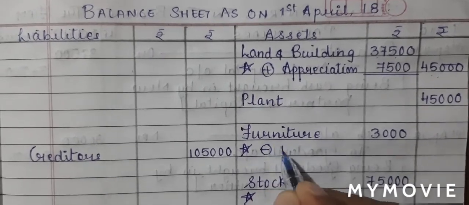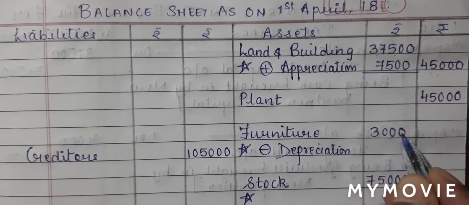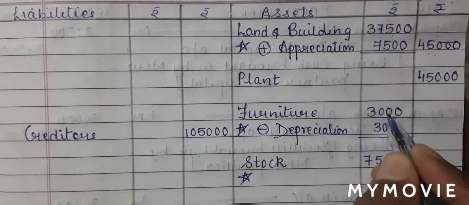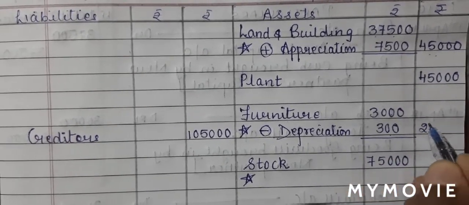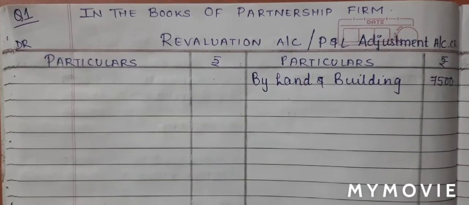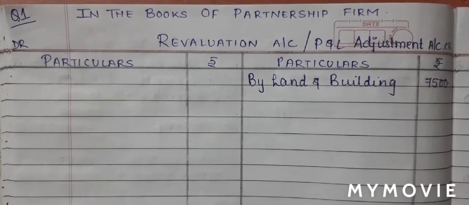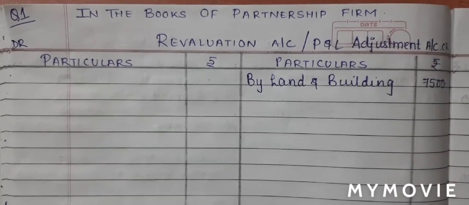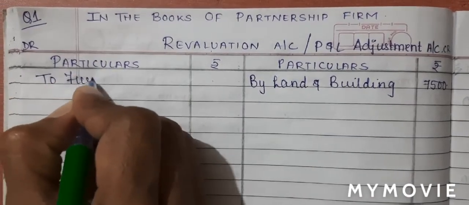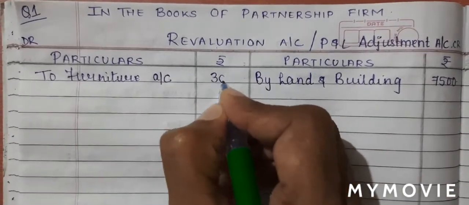We'll continue with adjustment number 3, and furniture to be depreciated by 10%. So I'll say less depreciation, that is 10%. So 10% of 3,000 will be 300 rupees. So 3,000 minus 300 will give me 2,700. Let's do the second effect. Since the value of your asset has decreased, there was a depreciation in your furniture, which means your business had an expense. So revaluation account on the debit side, I'll write to furniture account 300 rupees.